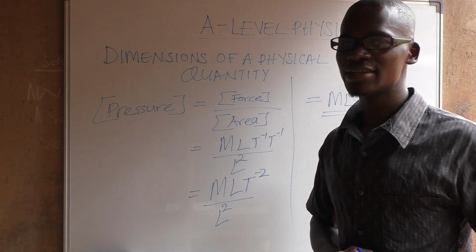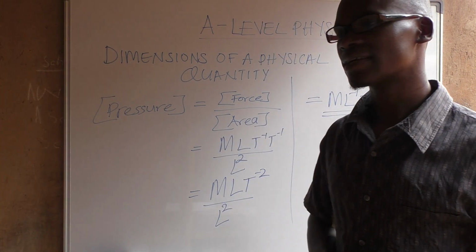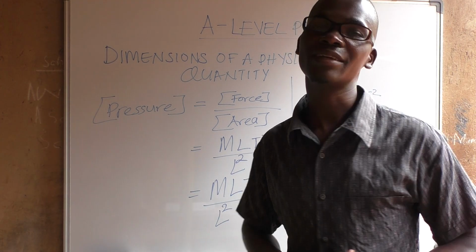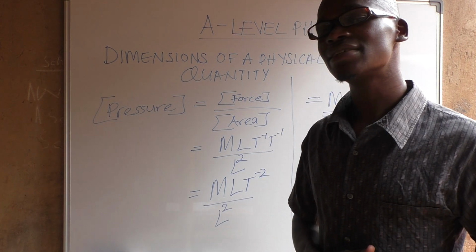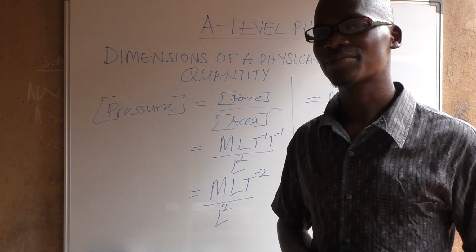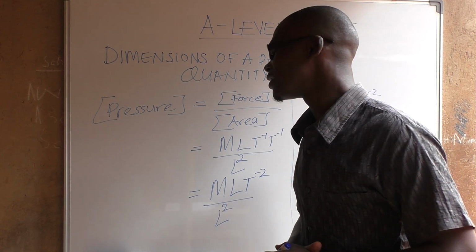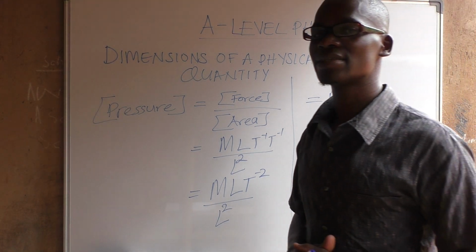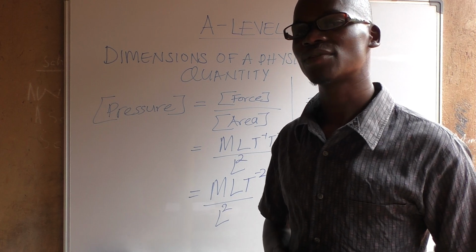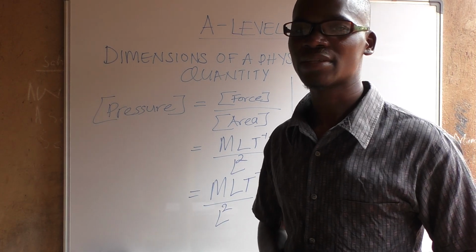Now we have looked at dimensions of different quantities. What is the importance of dimensions to a physicist? Dimensions are used in checking the validity or correctness of an equation. Still, dimensions can be used to derive equations. Those are the two major uses of dimensions.